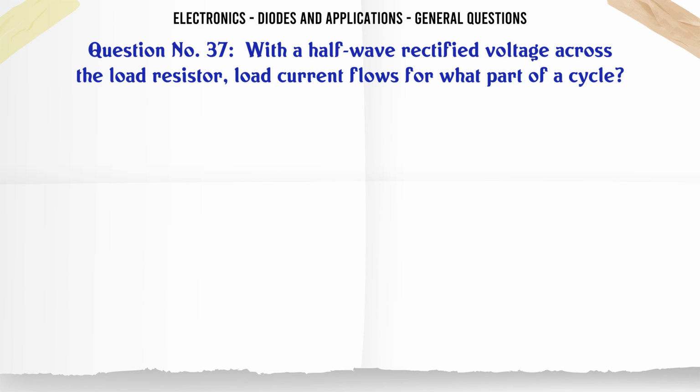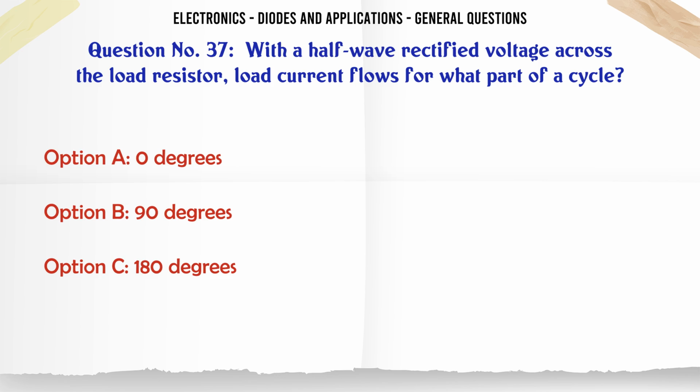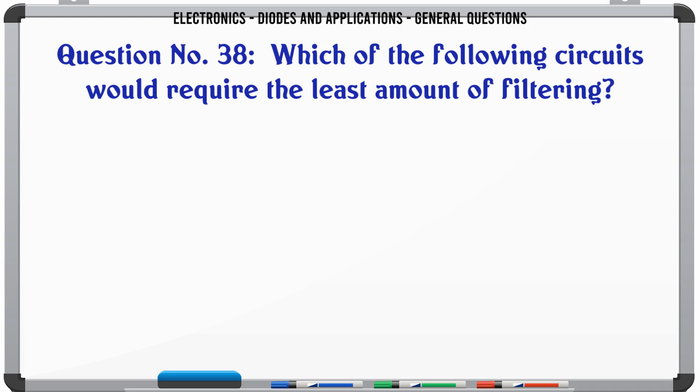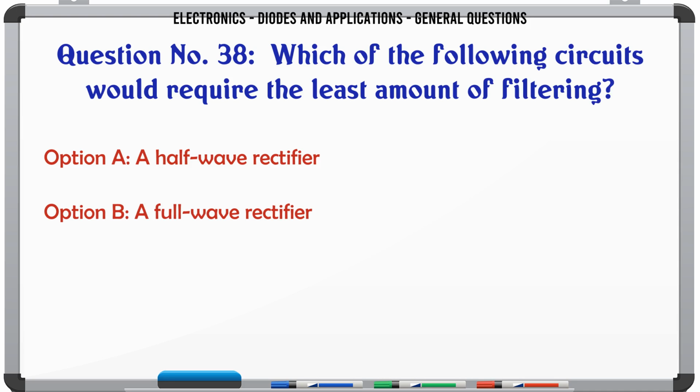With a half-wave rectified voltage across the load resistor, load current flows for what part of a cycle? A. 0 degrees, B. 90 degrees, C. 180 degrees, D. 360 degrees. The correct answer is 180 degrees.